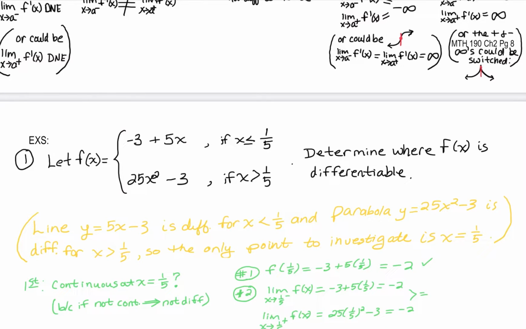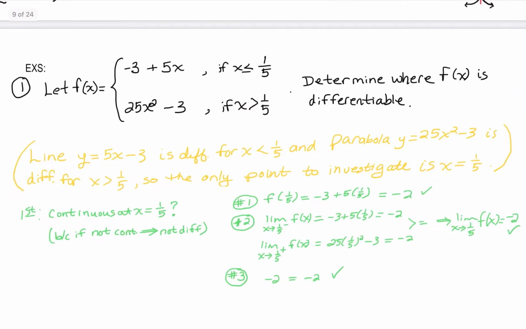So because these two values are equal, this tells us that our limit as x approaches 1/5 does exist, and it is equal to -2. So we pass there. And so our third step then is just observing that the limit is equal to where the point was defined. So we are continuous. So now we're going to have to investigate a little more thoroughly. So I'll just put in parentheses down here, so therefore, yes, it is continuous. So that didn't tell us anything.